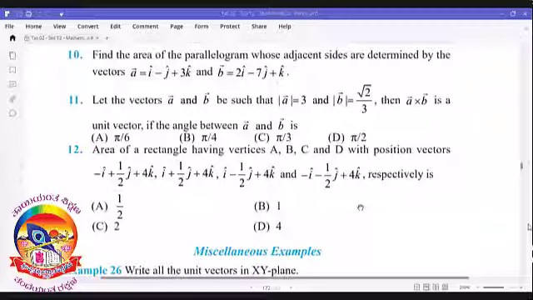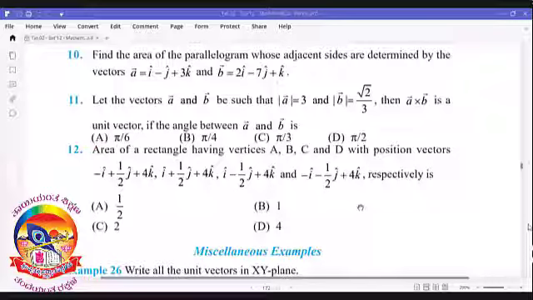I am repeating this 11th problem. See problem number 11 on the screen. Magnitude of A bar is equal to 3 has been given to you. Mod B bar is equal to root 2 upon 3. And he has given you A cross B is a unit vector. What is the meaning of unit vector? If the magnitude of A cross B is equal to 1, it means A cross B is a unit vector. He asked you to find the angle between A and B. So you should find the theta value.